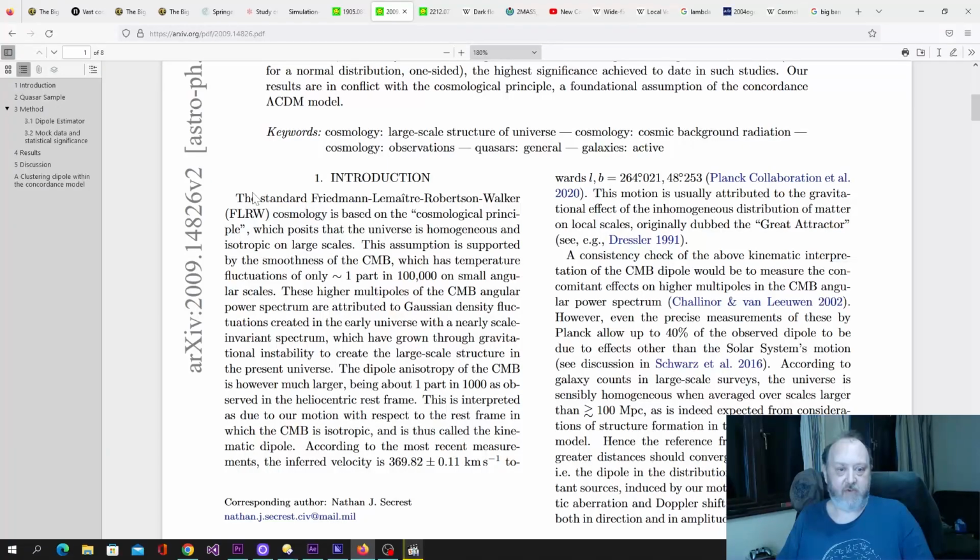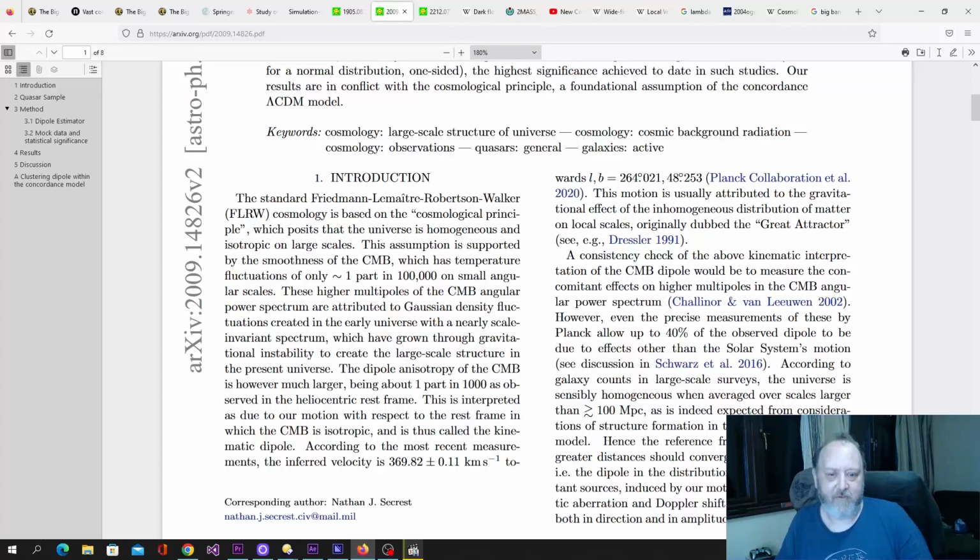So, introduction. The standard Friedman-Lemaitre-Robertson-Walker cosmology is based on the cosmological principle, which posits that the universe is homogeneous and isotropic on large scales. Fractal geometry is a cosmological principle. This assumption is supported by the smoothness of the CMB. I think I smirk because Penrose smirks, so he goes, fractal cosmology, cosmological principle. No, Penrose. Fractal geometry is a cosmological principle.